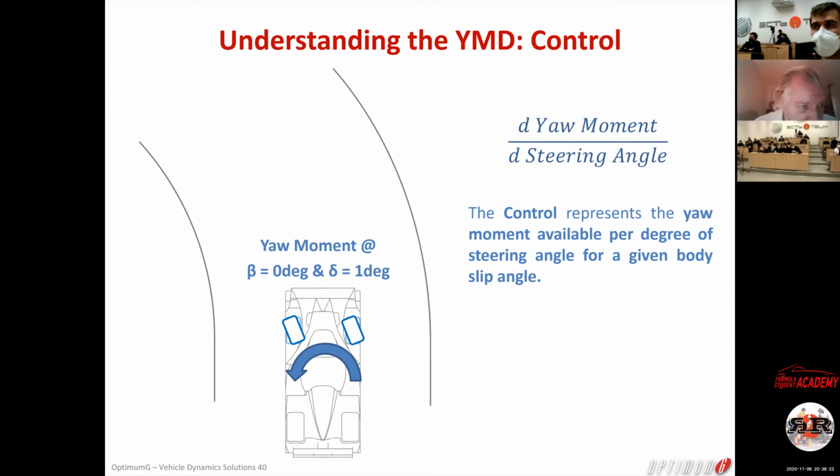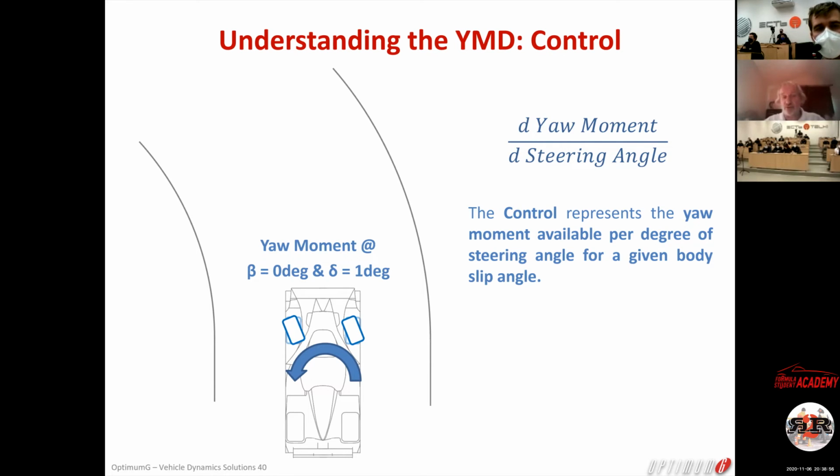In Formula Student, I keep asking that question all the time. Can you define control and stability, and can you tell me in which unit you measure them? Okay. So control is, I turn the steering wheel, how much yaw moment, how much pivoting power do I have when I rotate the car?